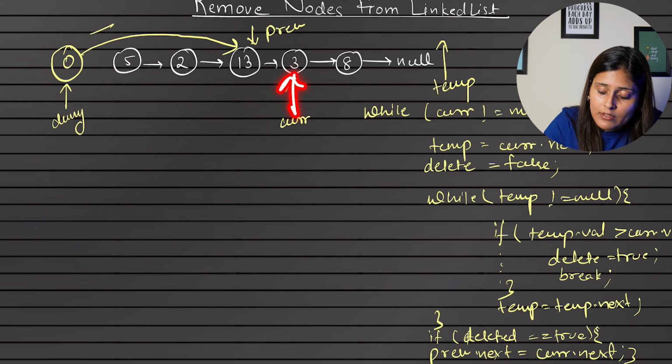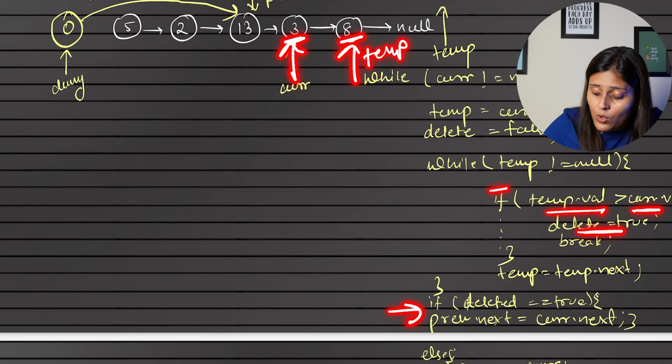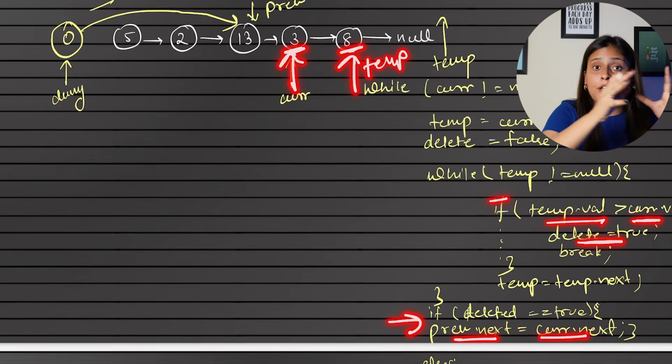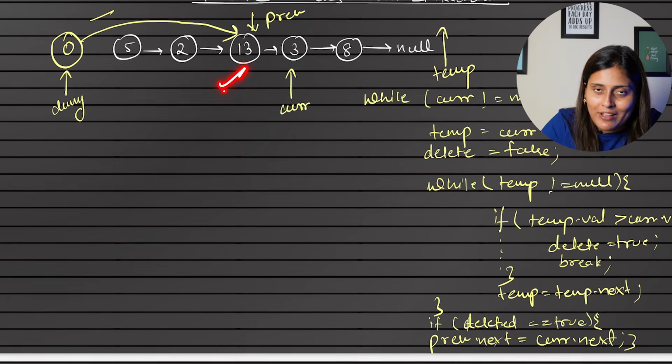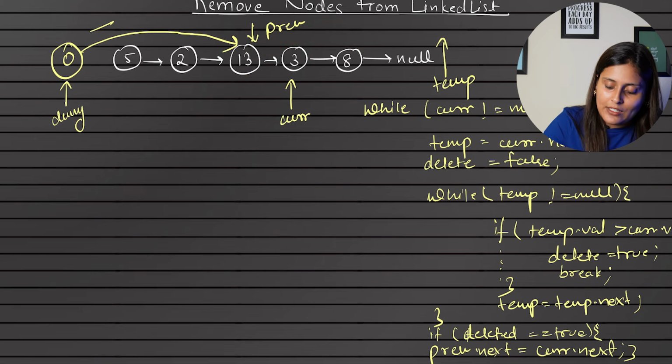Now for 3 we will start our temp from here, but here in this case we will find what? Yes, temp value is greater, so flag will become true, and if flag is true, previous.next will get connected to current.next. So what is my new previous? 13. So 13 next will get connected to? Yes. So 13 next will get connected to 8. Now again we'll move our current ahead.